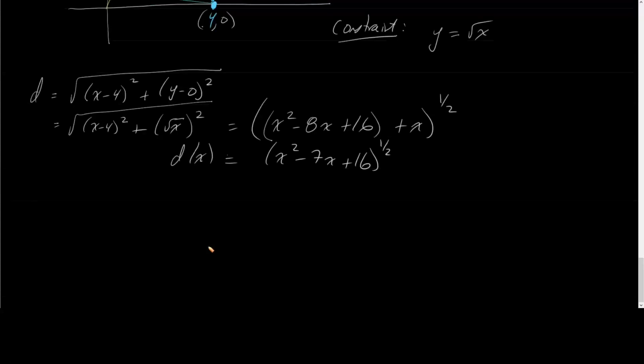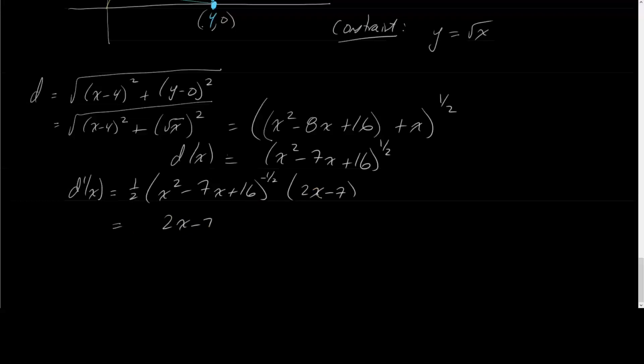We're trying to minimize this distance. And if I take the derivative here, what do I get? D prime of x ends up being 1/2 times (x squared minus 7x plus 16) to the negative 1/2 times (2x minus 7). In other words, what we have here is really (2x minus 7) over 2 times (x squared minus 7x plus 16) to the 1/2. All we found there was our derivative because we wanted to find the critical value.